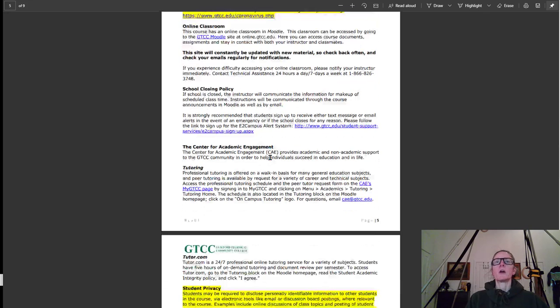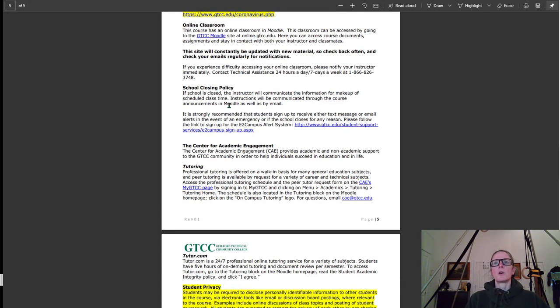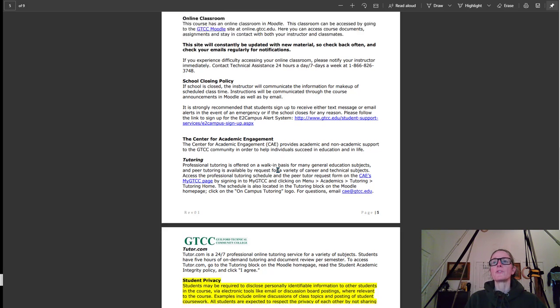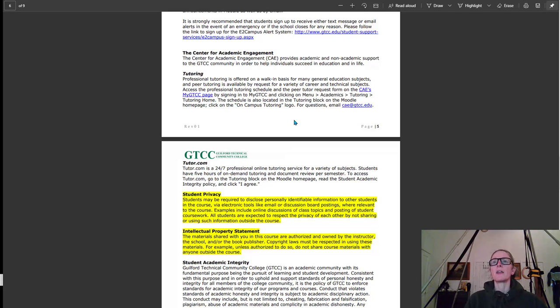All right, so in the event that the school closes, usually this pops up in red, as we've seen on the GTCC main website. And if there are any reasons that I should have to cancel class, I will inform you via email. Not only will I be constantly updating the Moodle classroom, but I will also constantly be sending out emails with updates on assignments and other things. So do pay attention to that, and anytime a class would be canceled for any reason.